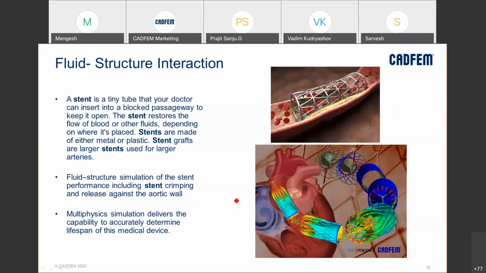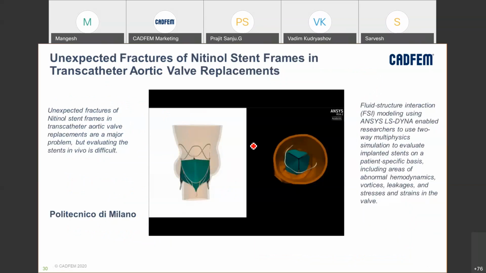So with simulation, with fluid structure interaction, one can identify these scenarios, and you can see in this case, ADMEC and CADFEM together have been analyzing this stent performance using fluid structure interaction, and they were able to accurately determine the lifespan of this medical device with this multiphysics simulation. So this is another area.